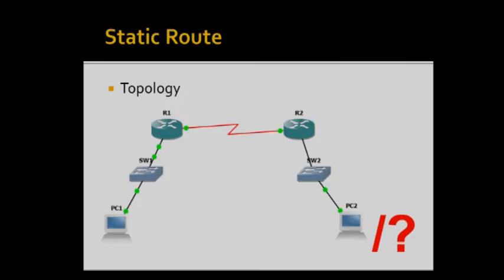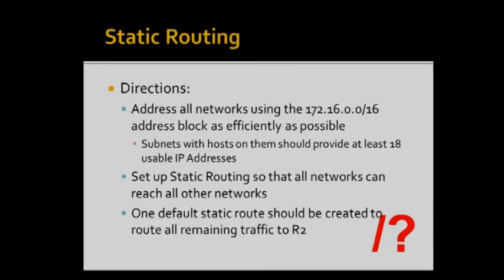So if we go back, we know that we need to provide 18 addresses at least for this network and this network, because there are hosts directly connected to it. This network, we're not bound by that requirement because there's no hosts on it. And I'll explain in a little more detail later what exactly we use to address this network. So we're going to be focusing on these two networks for that 18 address requirement.